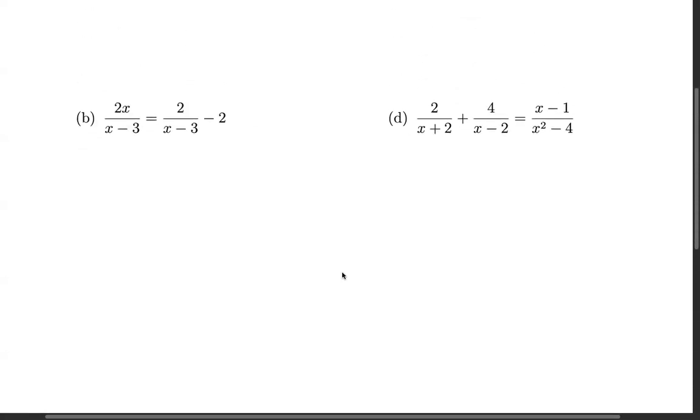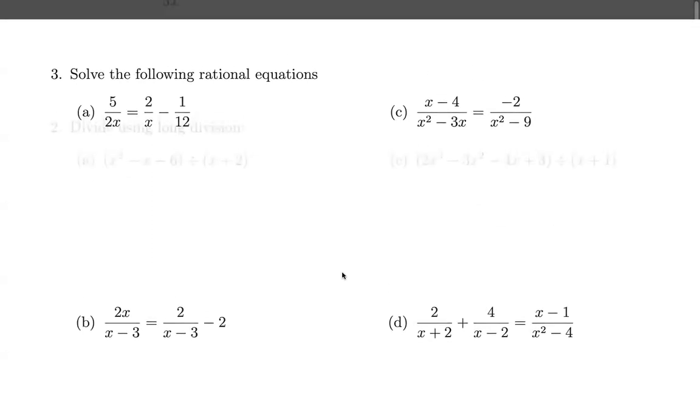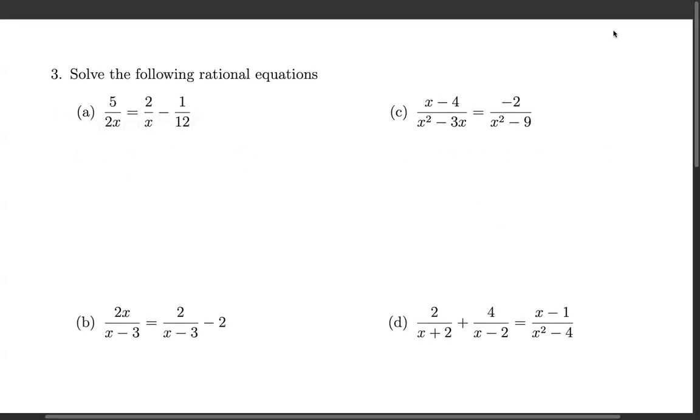This is very interesting when I move to this page. Okay, right here, question 3. So now we switch our gears to solve rational equations, right? Before, what we just did is expressions. We used long division to rewrite the expression. Now we want to solve rational equations.